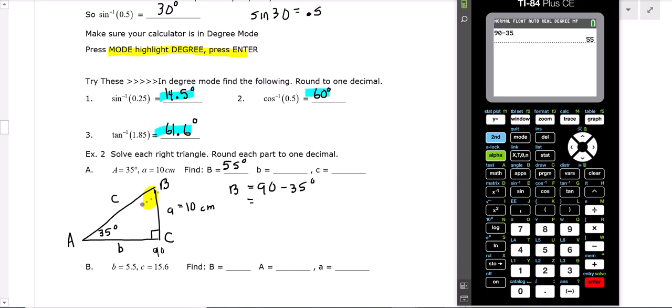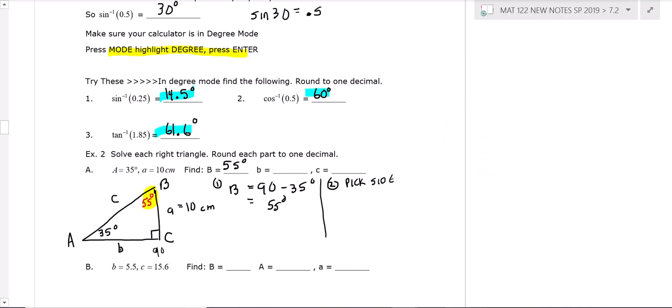Now I'm going to put that in a different color, so we got the first part of that triangle. Okay, so we've got 55 degrees. All right, so that would be a good starting point, just to find the angle. The second thing would be pick a side, and it doesn't matter which one you use. It's totally up to you. So let's go with side B.